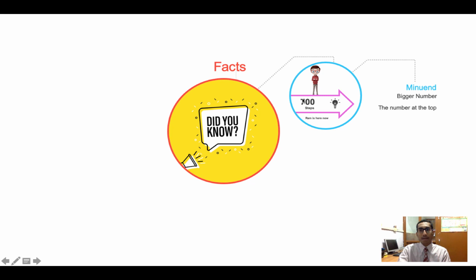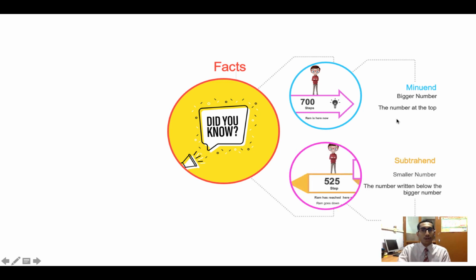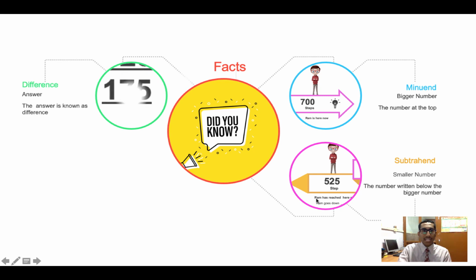Now any big number which we write at the top from where it is going to be subtracted is known as a minuend. Okay, and it is always written at the top. And the next one, the one which is written below, is known as a subtrahend. Okay, the number which we write below, which we have already seen. And the next fact is, when we come to the answer, it is known as difference. Okay, so now the difference is nothing but the answer.